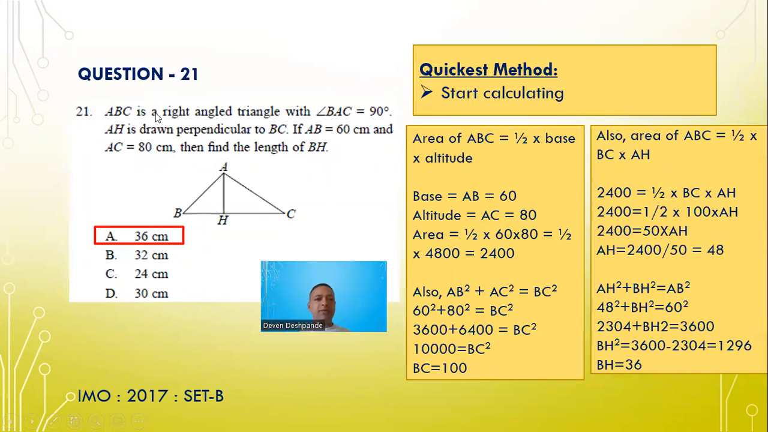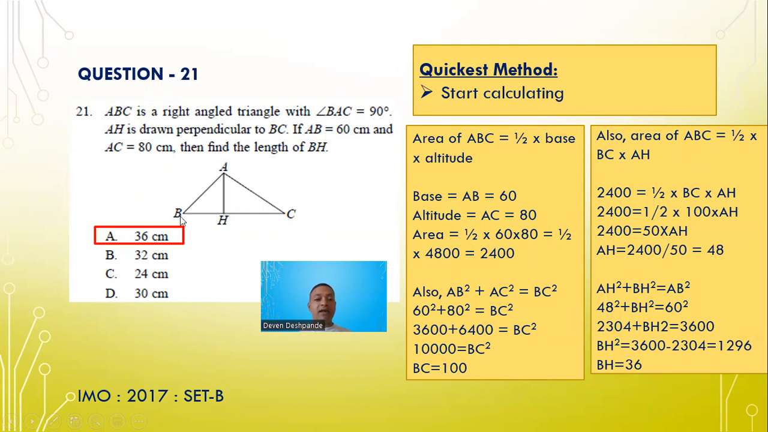Okay, next one. ABC is a right angle triangle with angle BAC as 90 degrees. AH is drawn perpendicular to BC. AH is perpendicular to BC. If AB is 60 and AC is 80, then find the length of BH.